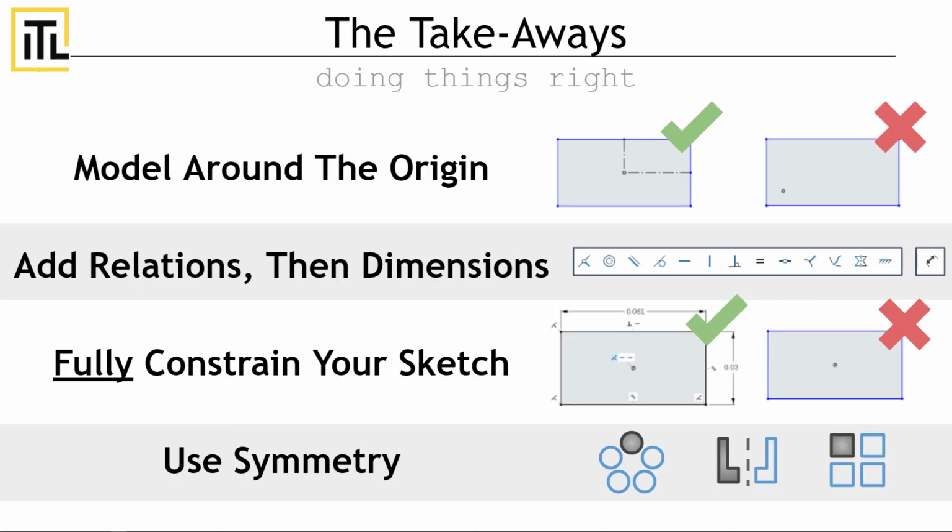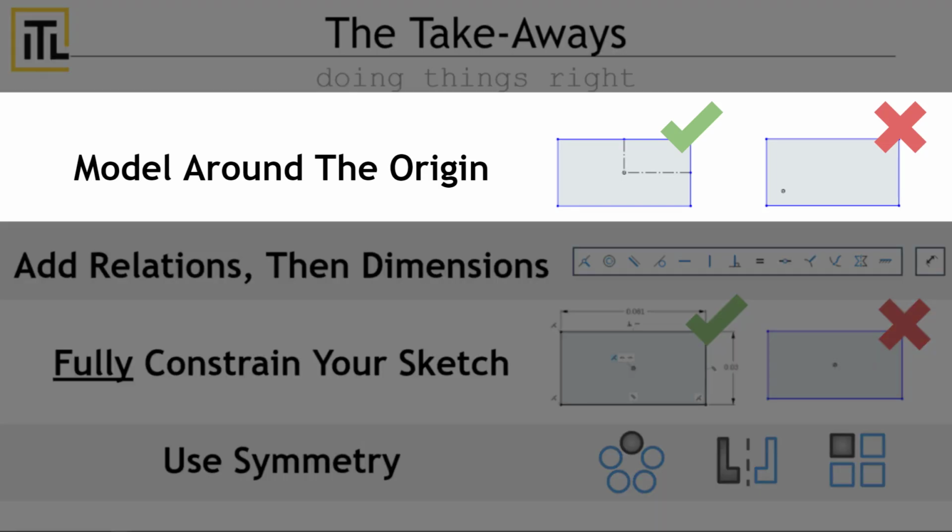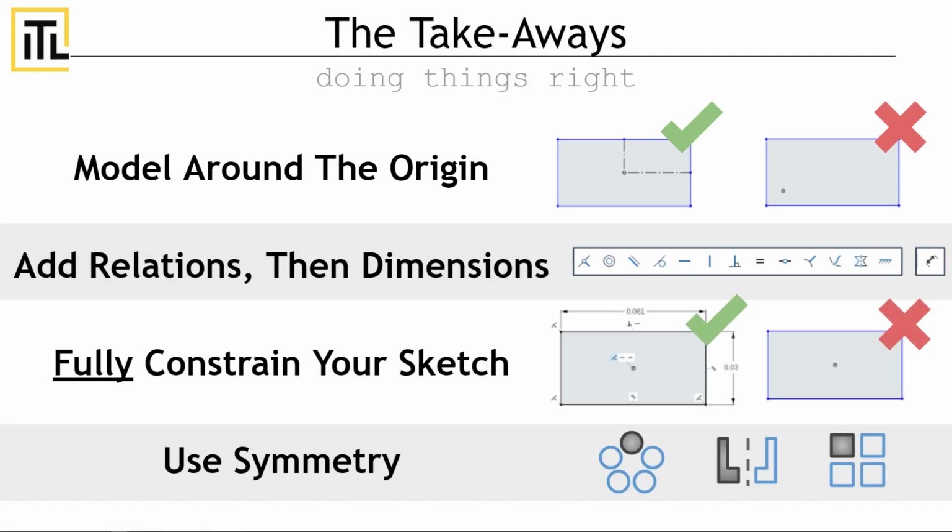First, the takeaways. If there's one thing that I want you to remember, it's this slide. First, we always want to remember to model about the origin whenever possible. Sometimes this will help, sometimes this will do mostly nothing. But if it does help, it will help us immensely, because it will help us to use symmetry.